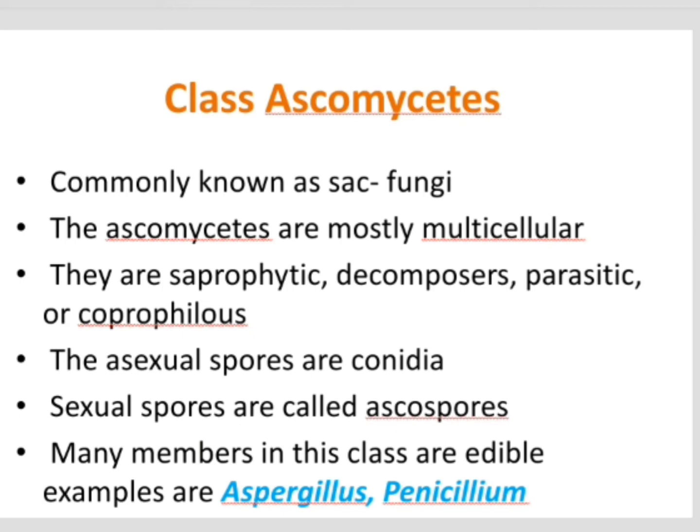So the Ascomyces are otherwise known as sac fungi. They are multicellular, and they are saprophytic decomposers or parasitic, coprophilous fungi. They have both sexual and asexual modes of reproduction. Sexual is by means of ascospores, and asexual by means of conidia. Most members are edible. Examples are Aspergillus and Penicillium.